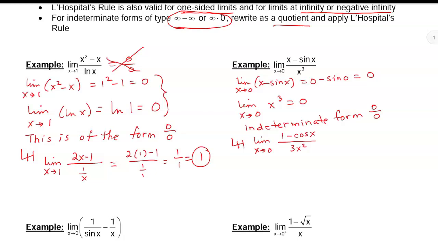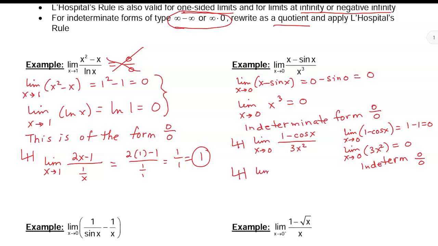If you go to take the limit this time, you're going to get the limit as x approaches 0 of 1 minus cosine x is actually 1 minus 1, or 0. And the limit as x approaches 0 of 3x squared is also going to give you 0. This is another indeterminate form, 0 over 0, so we're going to apply L'Hopital's again. So now we'll take the limit as x approaches 0 of sine x over 6x. That would give us an indeterminate form, 0 over 0. You can keep repeating this until you get a result.